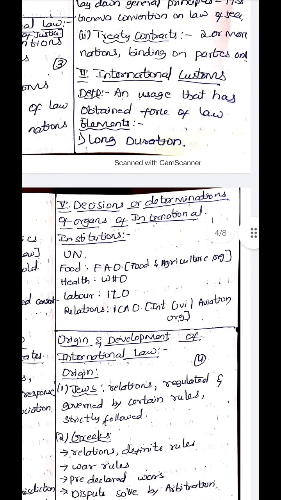The next is international customs. So what is international custom? It is a usage that has obtained the force of law. It is a usage among states. States are following a certain usage, and because they are following it for a long time, it gains the force of law, and once it obtains the force of law, it is called custom.